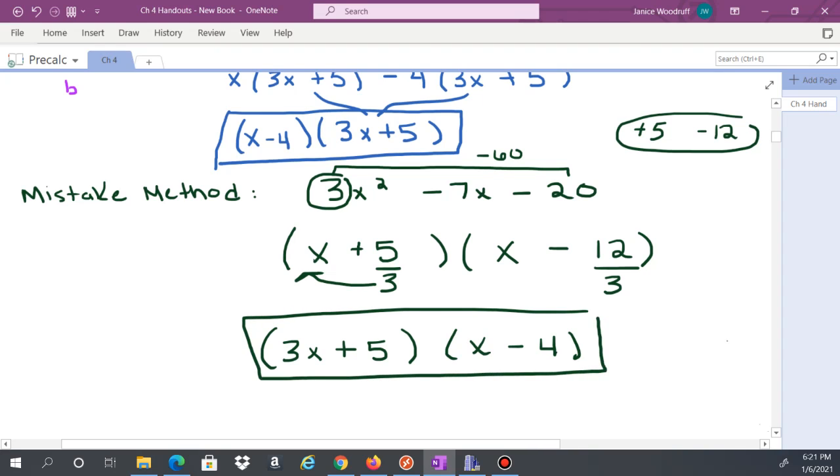So I like it better because it's faster. Okay, and whatever way you want to do it, that's fine with me. And is that everything for this?